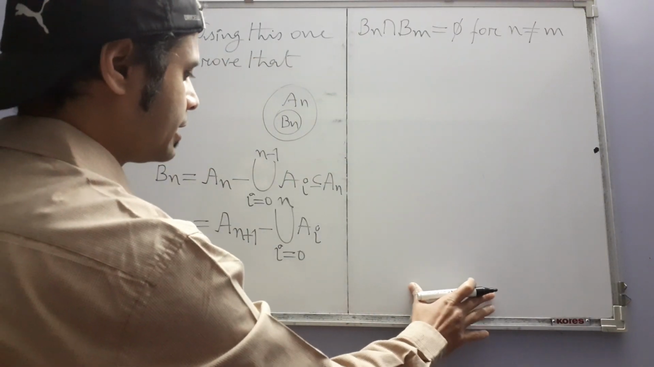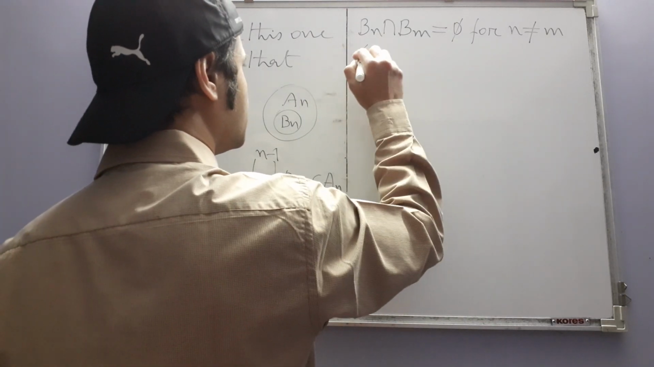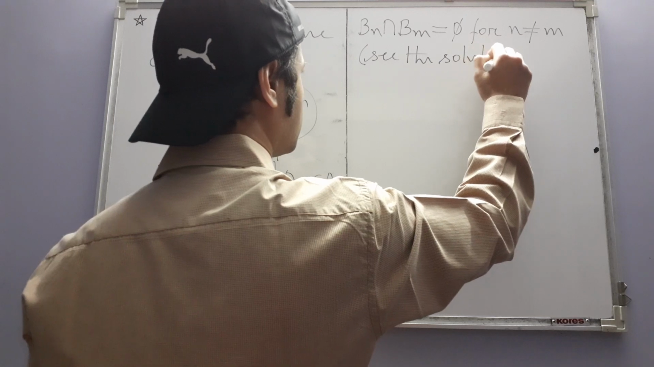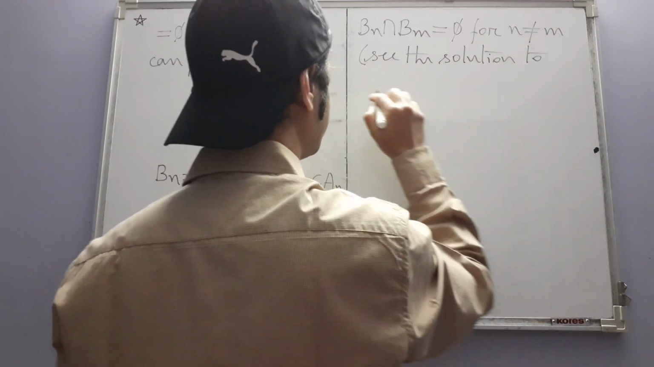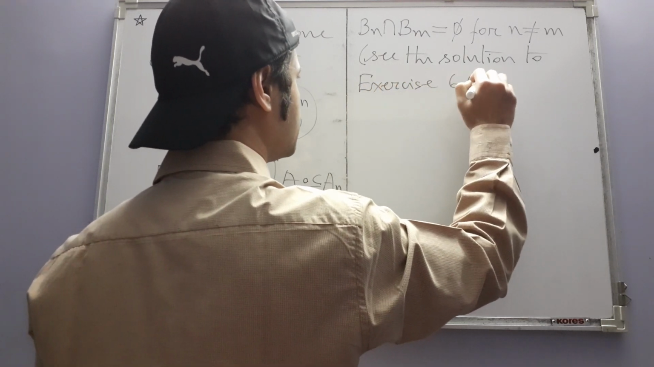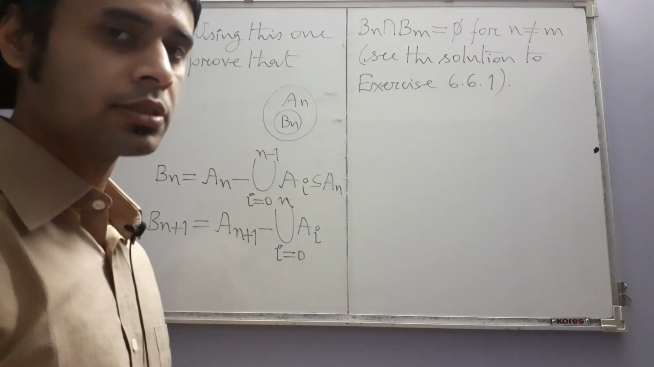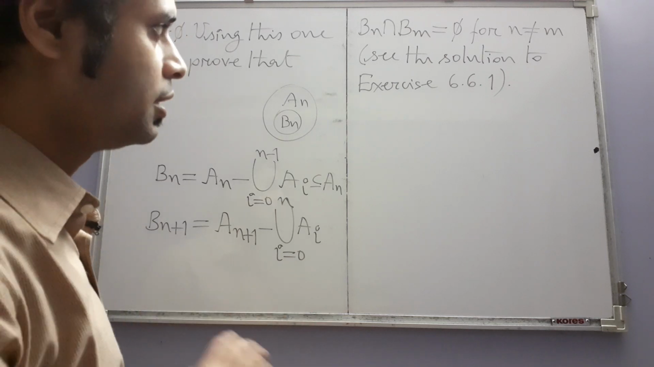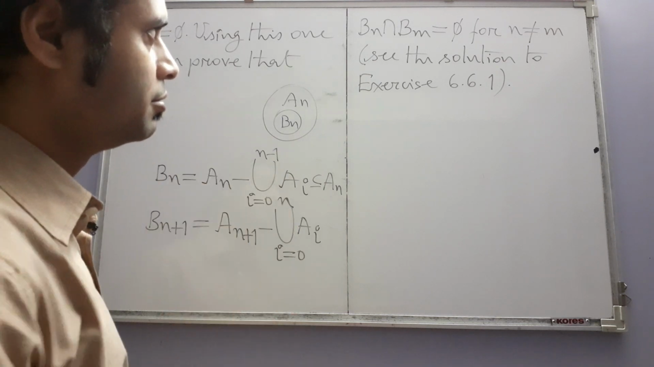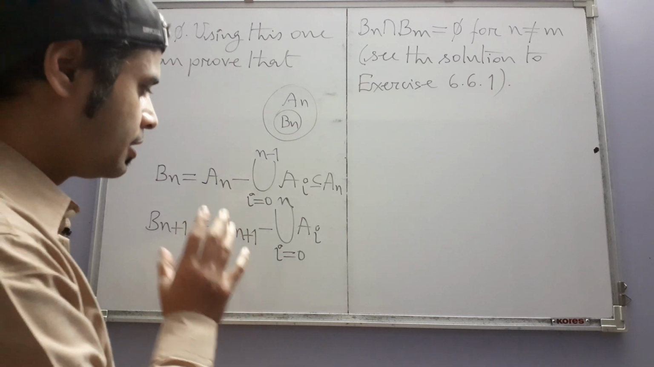Exactly how one can transition from this n plus 1 case to the general n, m case, see the solution to exercise 661. You go to this exercise, see what it's about. It involves something about sequences, but looking at how the solution was obtained, you will realize how one can make this transition. Okay, so we let it sit like this.